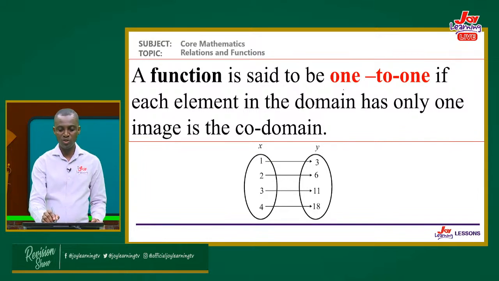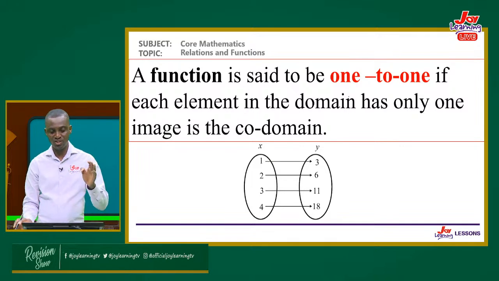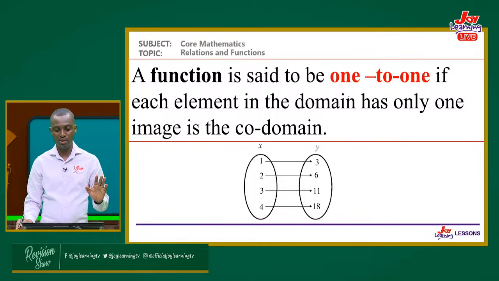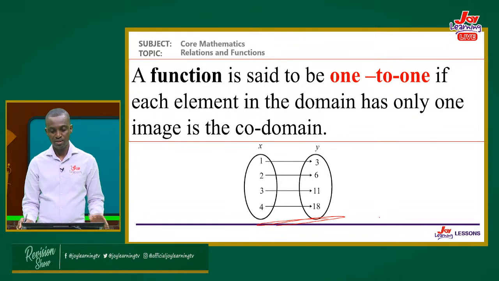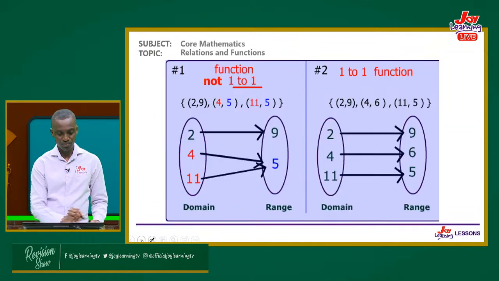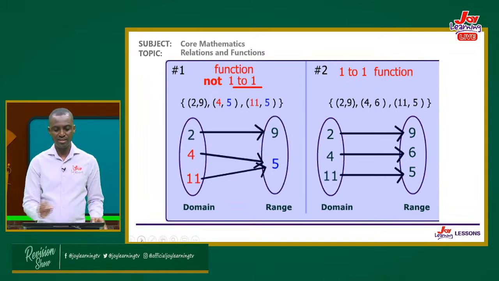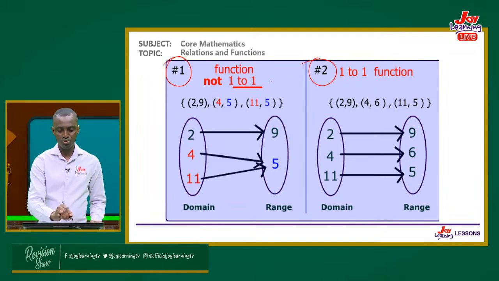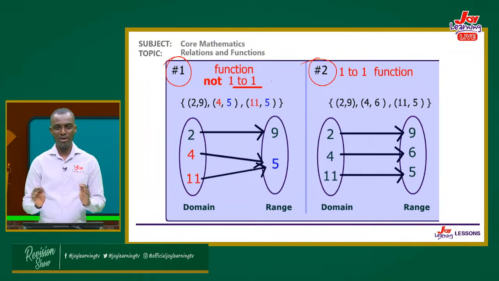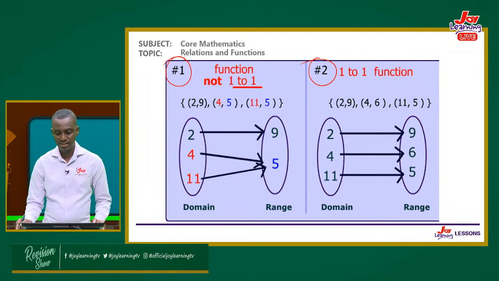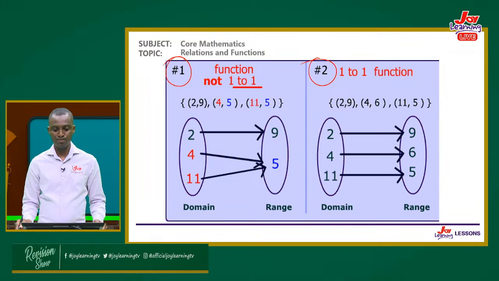So a function is said to be one-to-one if each element in the domain has only one image in the codomain. That makes it one-to-one. So you can see the example here is one-to-one. Then another example is here. Now look at example 1 and example 2. Compare the two and see, and tell me whether they are the same or whether they will define a function.